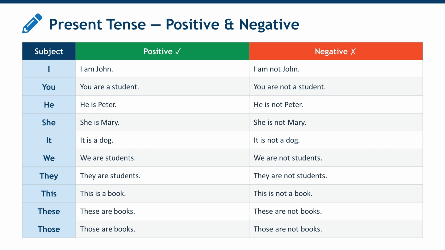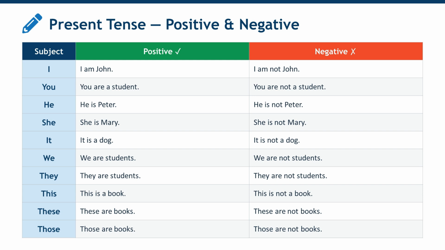Now let us see how to form positive and negative sentences in the present tense. To make a negative sentence, we simply add not after the verb. For example, I am John becomes I am not John. You are a student becomes you are not a student. He is Peter becomes he is not Peter. She is Mary becomes she is not Mary. It is a dog becomes it is not a dog. We are students becomes we are not students. They are students becomes they are not students.